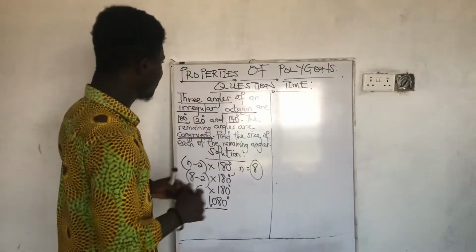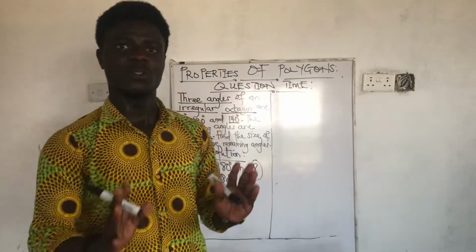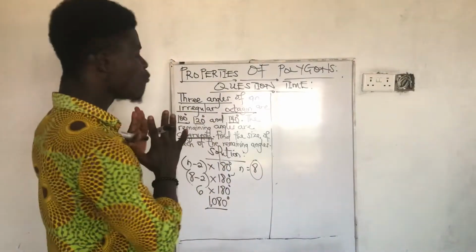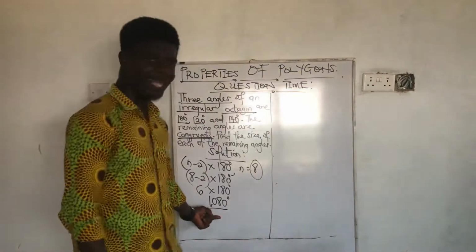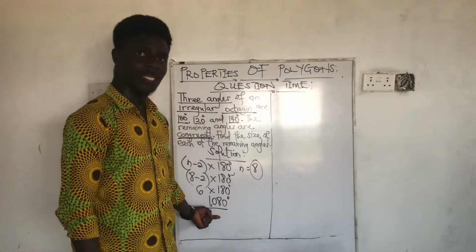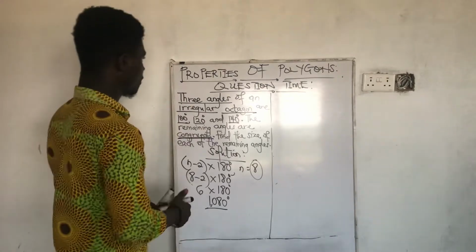So now, it means that I can add all the angles inside the irregular octagon. Then I'll equate it to what? The sum of interior angles. That's what? 1,080 degrees.